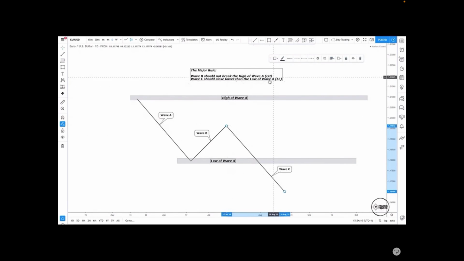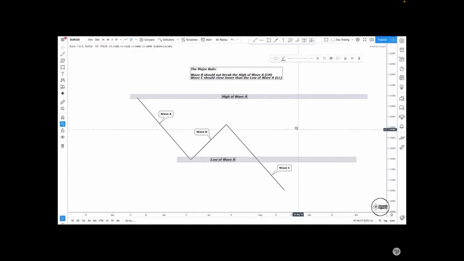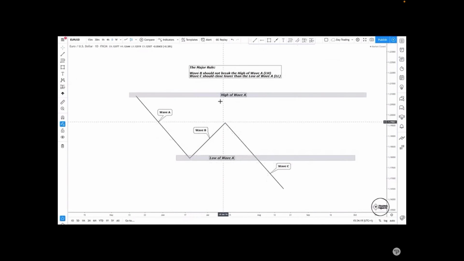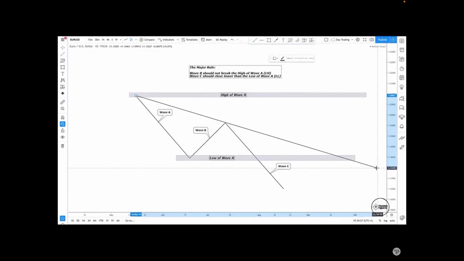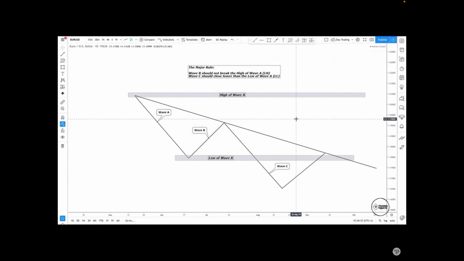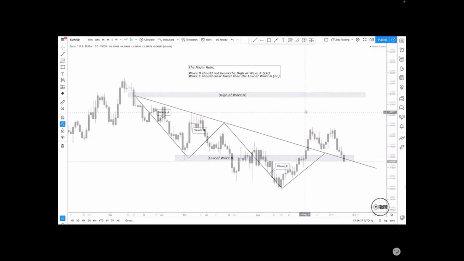Then it should create a lower high, because if it closes lower than the high of wave A, we will be having a lower high, right? And we have the low of wave A. Wave C should close lower than this low, and it will create a lower low. And that's only when you're going to insert a trend line. And then you will be waiting for price to retest back at structure point, Fibonacci, and a trend line, and you're having the highest probability setup. All right, guys.